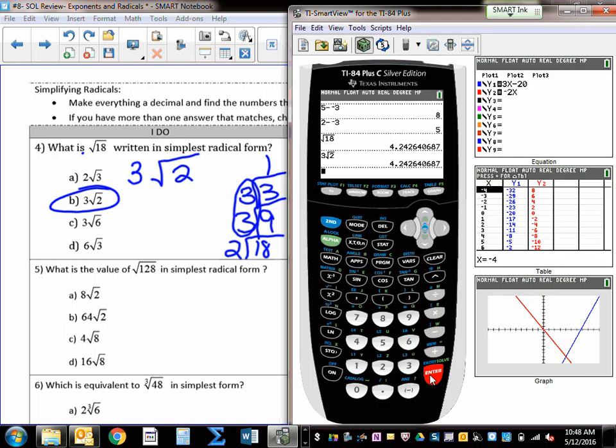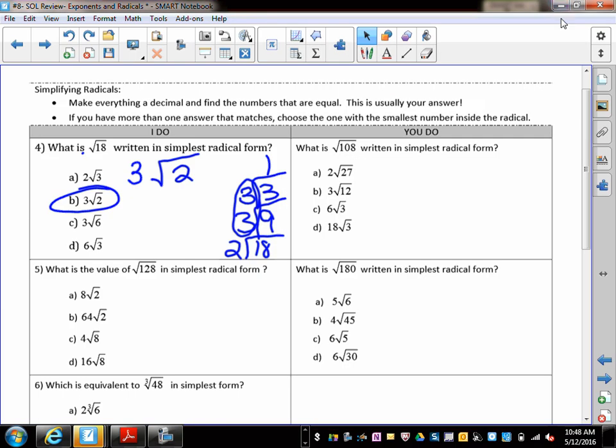So if you're stuck, you have absolutely no idea what to do, you can just check each answer and see which one has the decimal that matches. Alright, so let's take a look at the one next to it. I want to use that method. Again, this is a way to check it, and this is a way to start if you have no idea what to do.